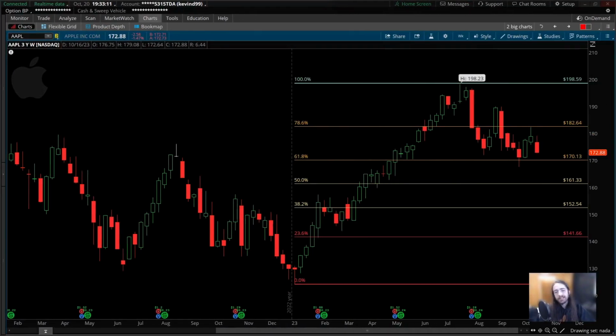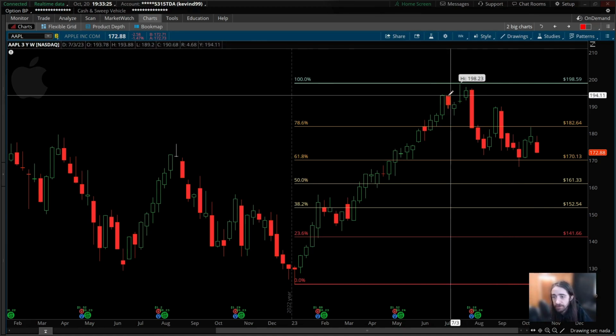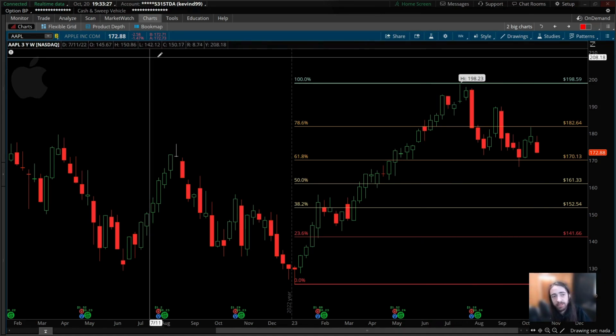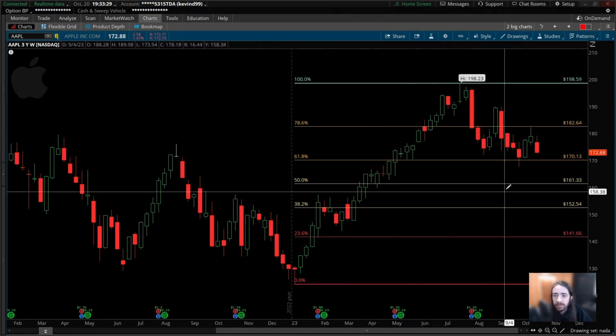Alright guys, the first stock we're going to be looking at is Apple. Now, I like to do my technical analysis from a top-down approach, and what that basically means is I like to look at the higher time frames first, then I'll break it down into the lower time frames. Some people do this on the monthly, I personally like to go to the weekly, and let's take a look.